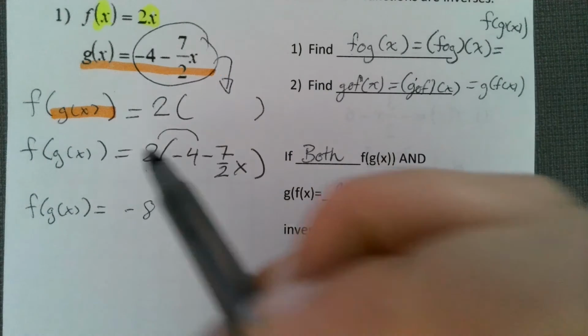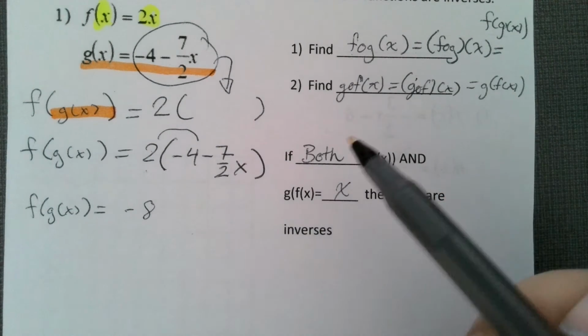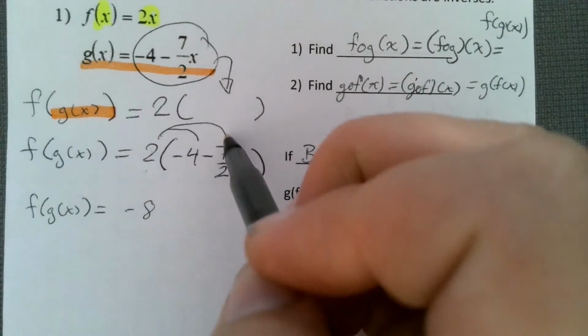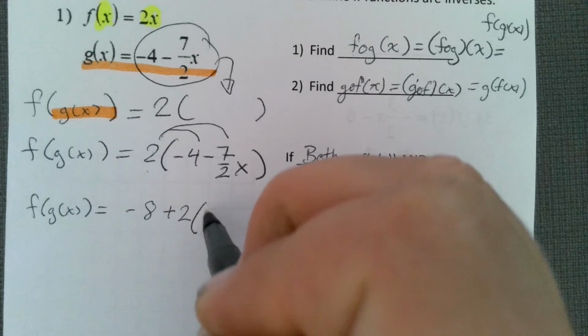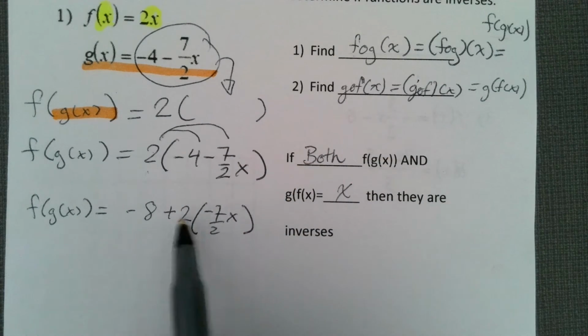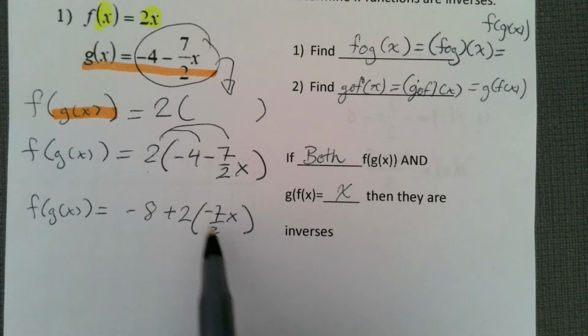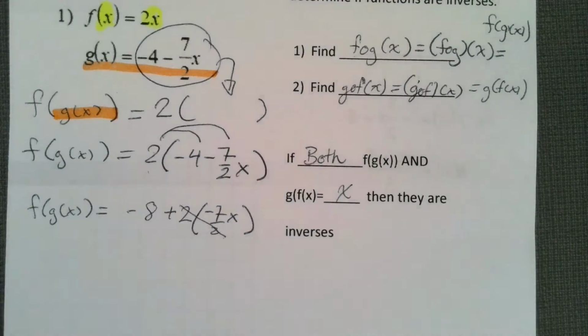Good. Now here, we could do this 3 different ways, and I'm going to show you my favorite way. I'm thinking of this as 2 times -7 over 2x. What do I do with those 2's? What's 2 divided by 2? So just cross them out.